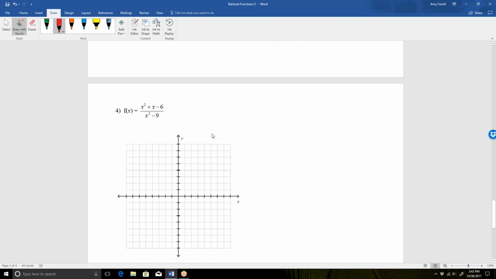We'll see what that looks like with a hole. Okay, first thing I'm going to do is factor and do this pretty quickly. The numerator factors as x plus 3 times the quantity x minus 2. The denominator is the difference of squares that factors as x plus 3 times the quantity x minus 3. And cancel that, cancel that. So our reduced function is x minus 2 over x minus 3.